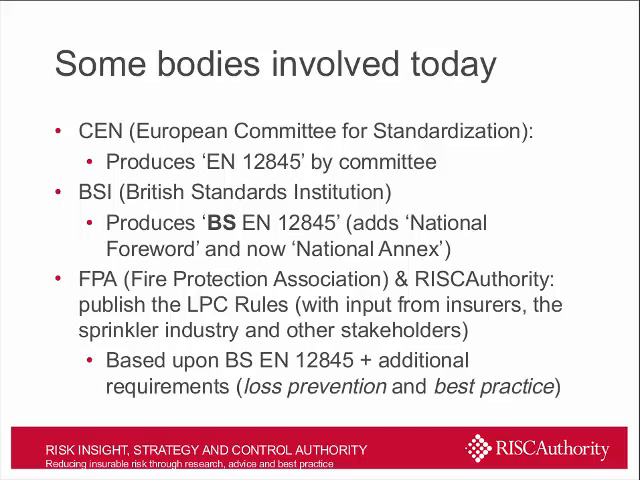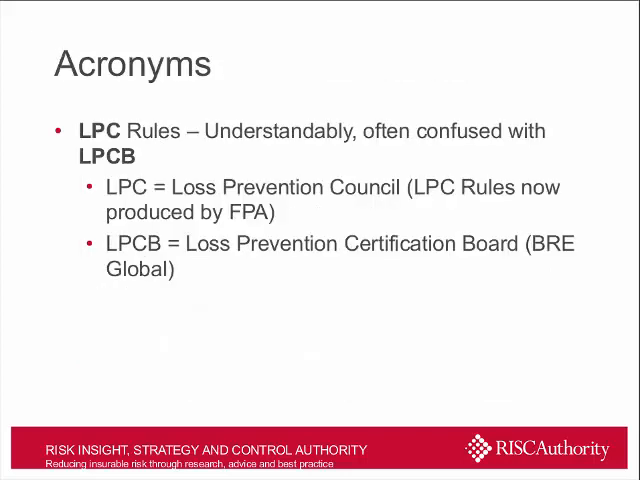In practice, currently, what that means is they add a national foreword and a national annex to the document to try and put it in a more UK relevant context. The FPA and RISCAuthority's involvement is firmly wedded to ensuring that the main objective of sprinkler protection is not lost in all of this complexity. The Technical Bulletins continue to serve as the main vehicle by which the FPA and the RISCAuthority ensure sprinkler systems remain highly available, reliable, and maintainable.